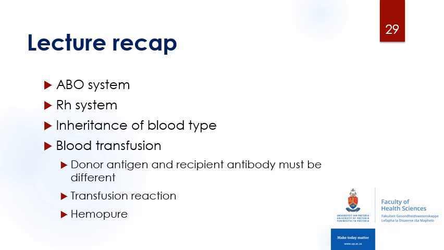We also learned about blood transfusions. And very important for blood transfusion is that the donor antigen and the recipient antibody must be different in order to have a successful blood transfusion. And if you have an unsuccessful blood transfusion, this can lead to a transfusion reaction, which has very serious side effects. And then lastly, we also learned about Hemopure, which can be used as an alternative for blood transfusions.